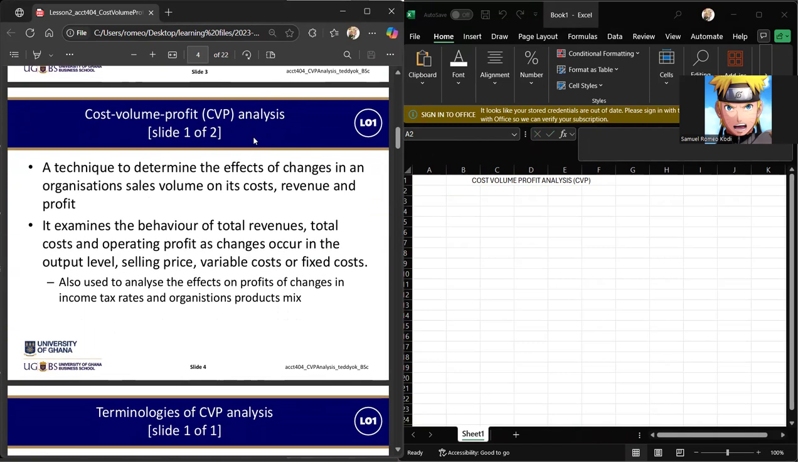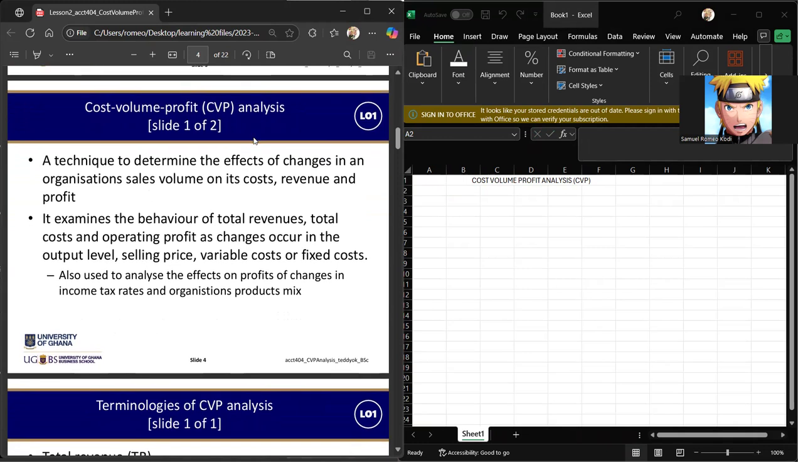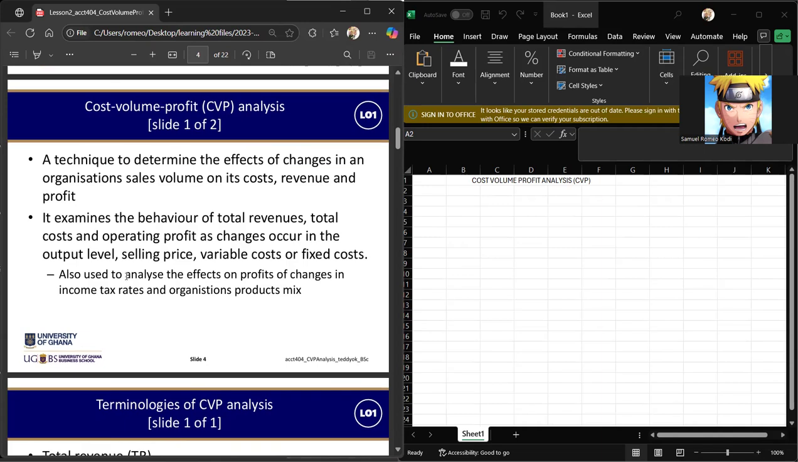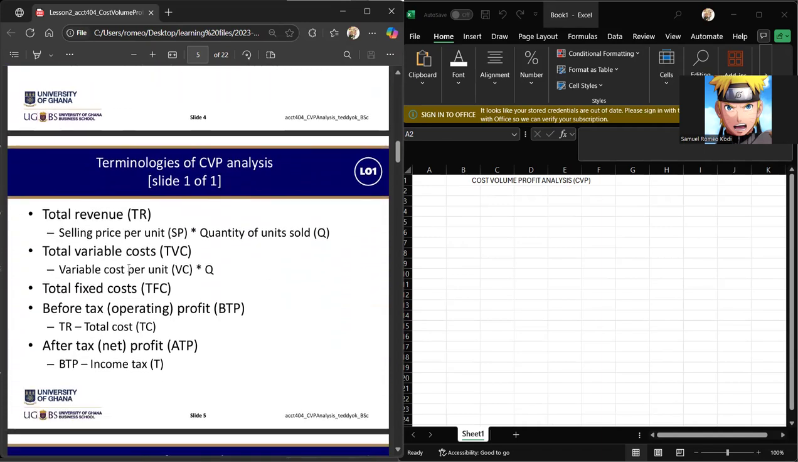Okay. So it says CVP analysis is a technique to determine the effects of changes in an organization's sales volumes on its cost, revenue, and profit. It examines the behavior of total revenue, total cost, and operating profit as changes occur in the output level, selling price, variable cost, or fixed cost. It's also used to analyze the effects on profits. You can read this one.